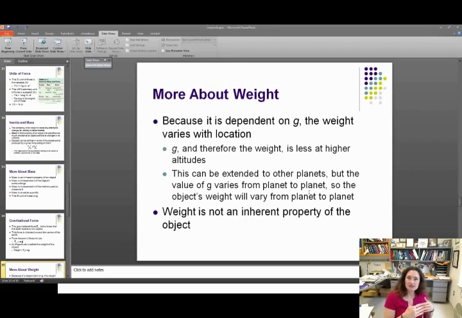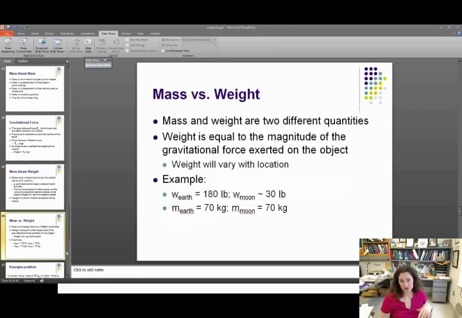You can extend this logic to other planets. You might have seen videos of astronauts on the moon, and they look like they weigh a lot less, because they do. The moon is smaller, and the acceleration due to gravity on the surface of the moon is way less than the acceleration due to gravity on the surface of the Earth. So astronauts really do weigh way less on the moon, even though they have the same mass in both places.